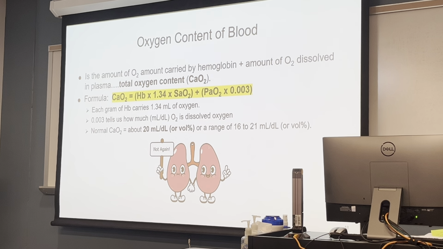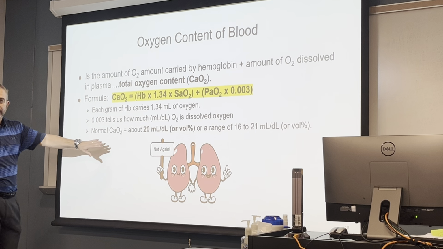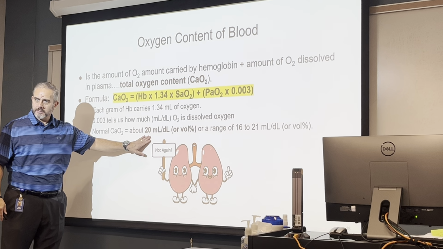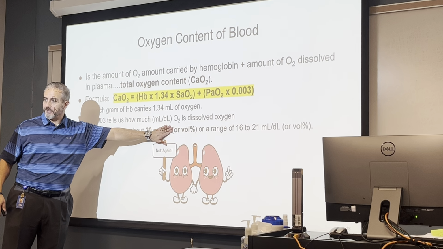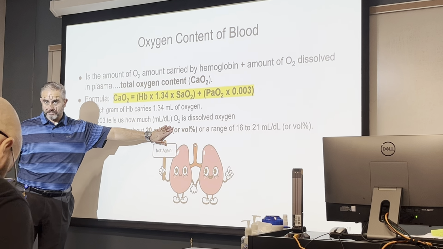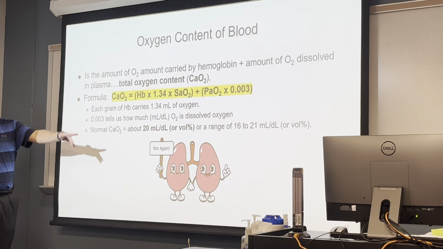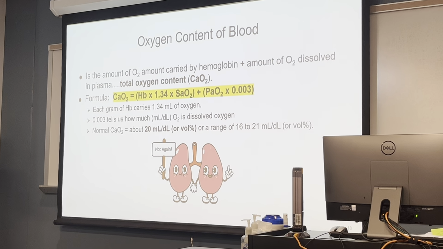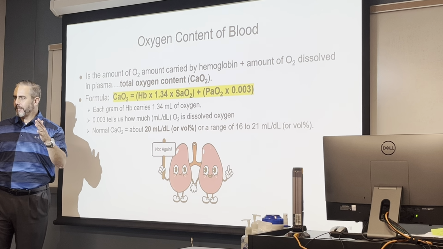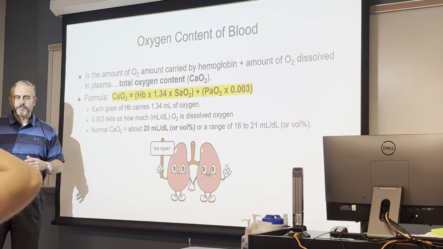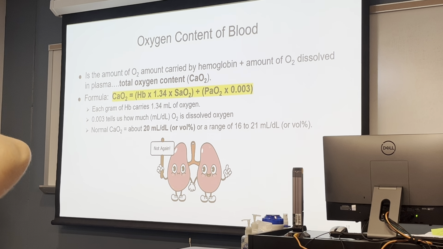Now, important to note, what's normal? Textbook normal is about 20 mLs per deciliter. Sometimes instead of mLs per deciliter, you may simply see it abbreviated as volumes percent. It means the same thing, volumes percent. With a range of about 16 to 21. Textbook normal is about 20, but a range of about 16 to 21. Again, volumes percent or mLs per deciliter.